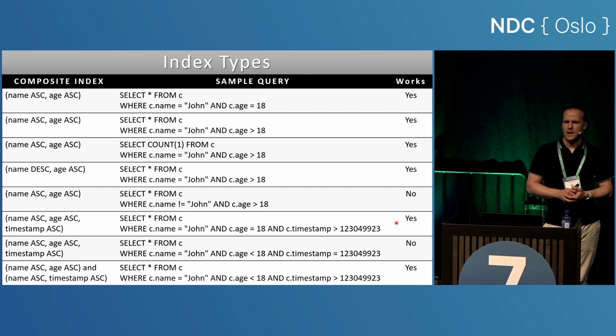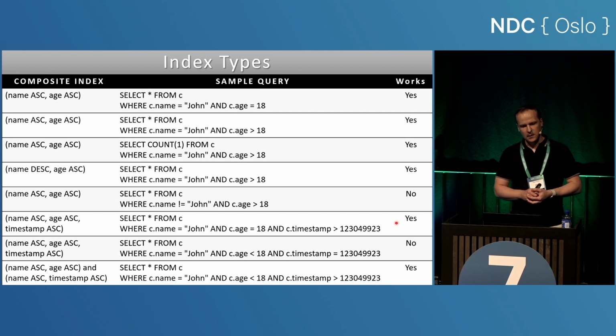But if you look at the 5th one, it looks like we have the same composite index, but this one does not work because the name we are saying is not equal to John. So in that case, we have almost like 2 range filters here. So this is not going to work, and you are not going to be able to use that composite index.